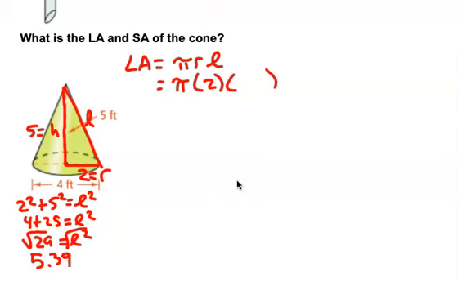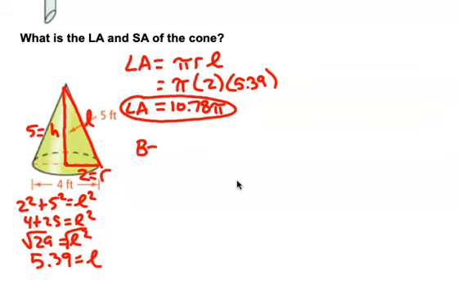5.39 is going to equal L. Okay, so that's what goes here. So then that times 2, and then times pi, is going to be the lateral area, 10.78 pi. That's LA. So that's one of our answers.